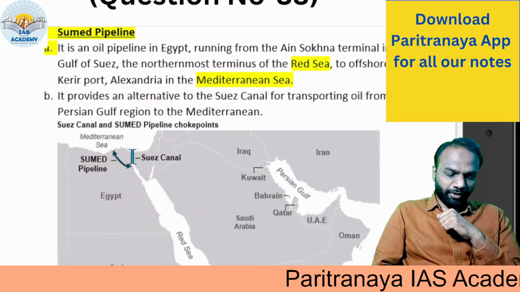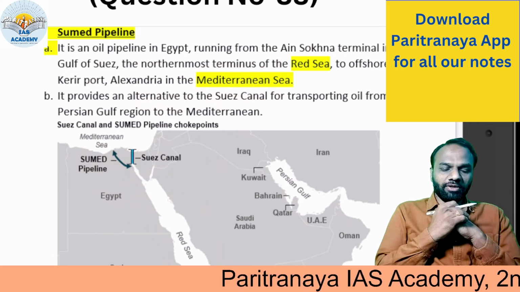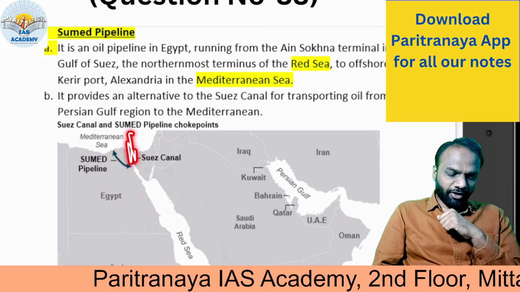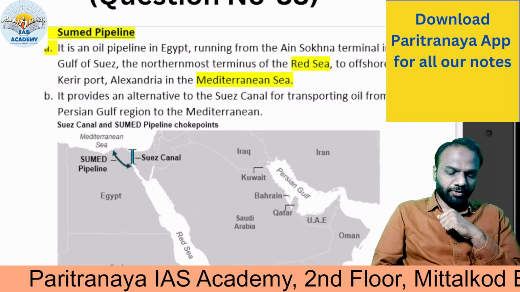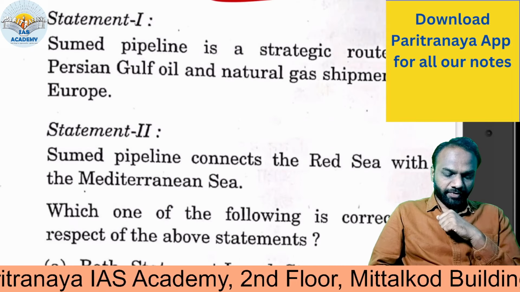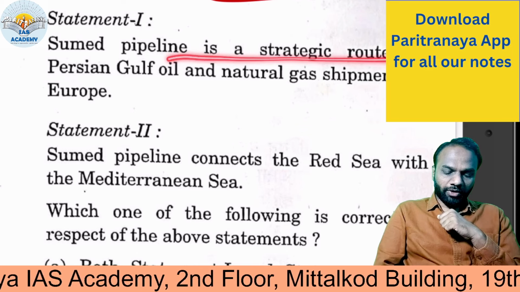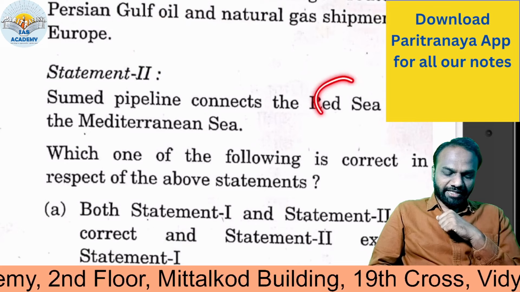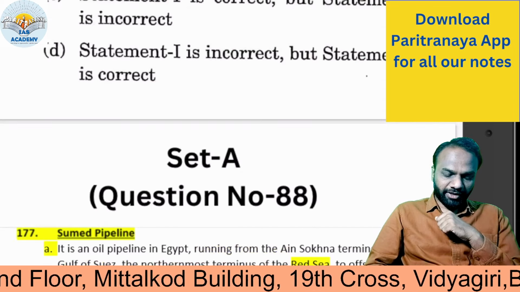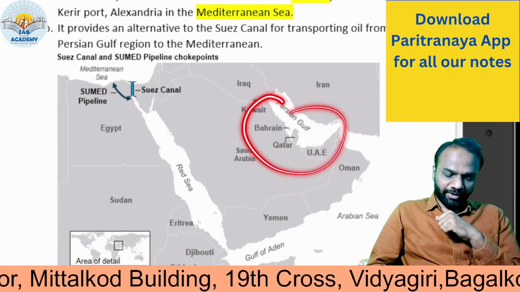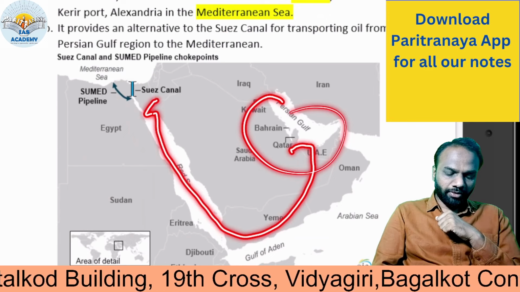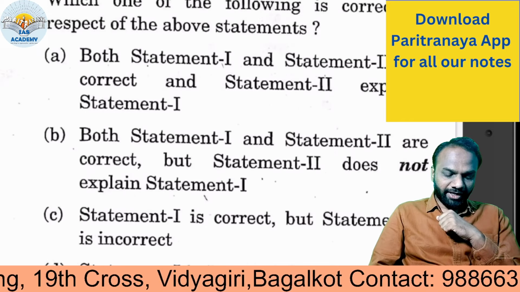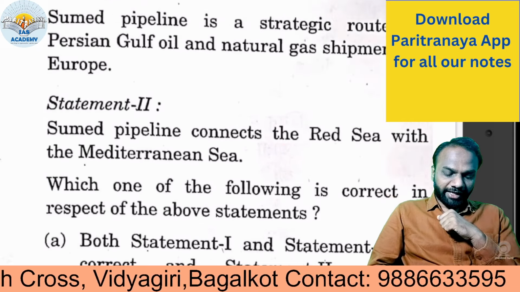Whenever there is some problem with respect to the Suez Canal, such as the blockage that was in the news, we have this alternative route. So it's a strategic route for Persian Gulf oil and natural gas shipments to Europe. Yes, true. It connects the Red Sea with the Mediterranean Sea. Yes, true. Based upon that, whatever oil exports there are from the Persian Gulf can move to Europe through the Mediterranean Sea. So both the points are correct, and 2 is the correct explanation for 1.